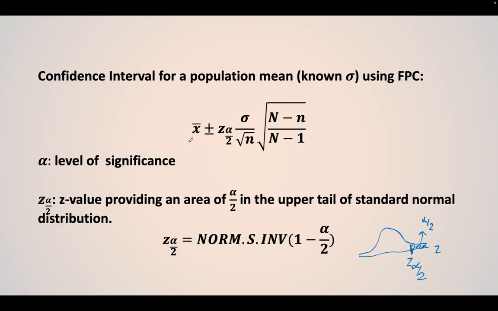Look at it, we look for an interval. Any interval has a lower limit and upper limit. So the lower limit of this confidence interval is x bar minus z alpha divided by 2 times sigma over square root of n times FBC. That's the lower limit. What about the upper limit? Upper limit is x bar plus z alpha divided by 2 times sigma over square root of n times FBC.